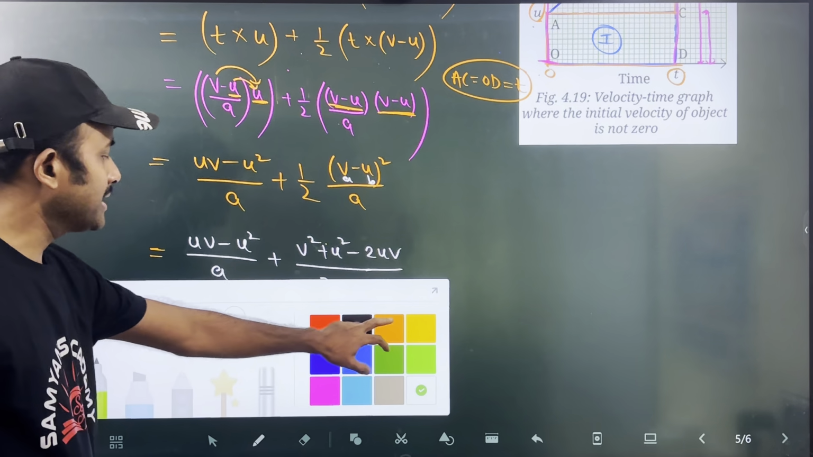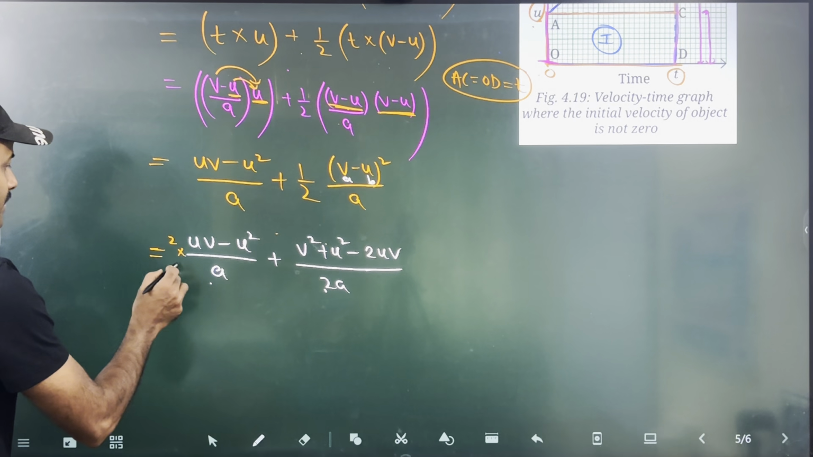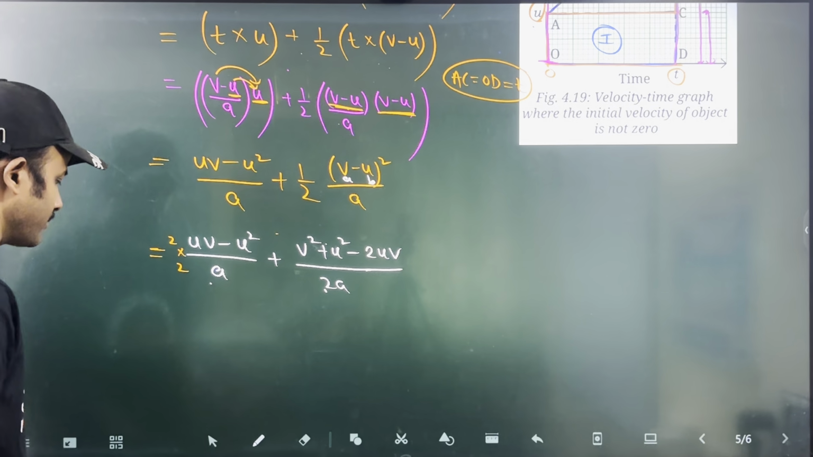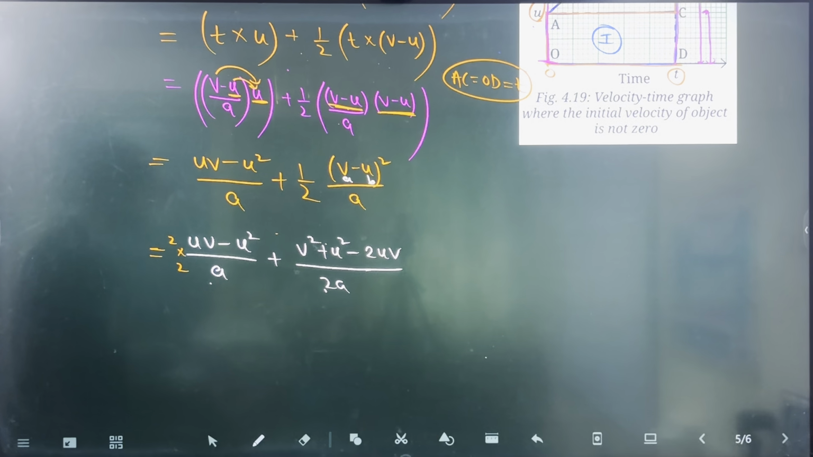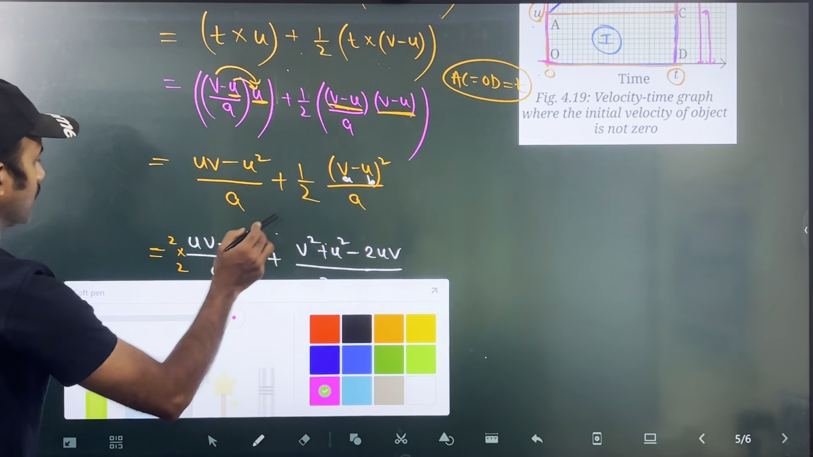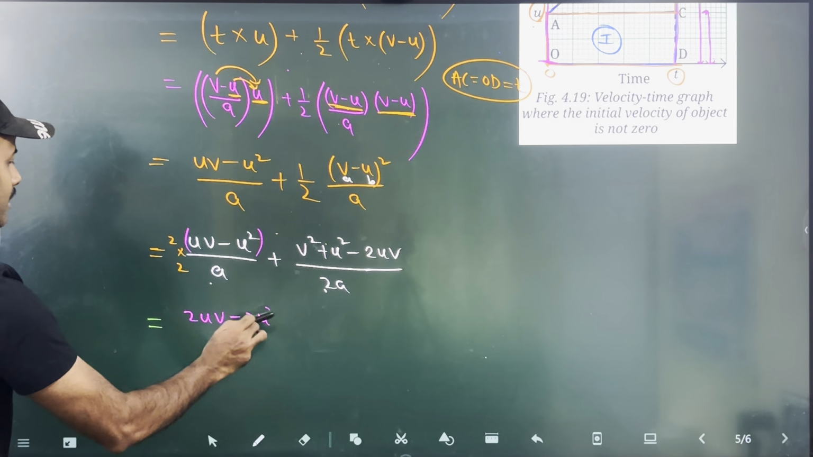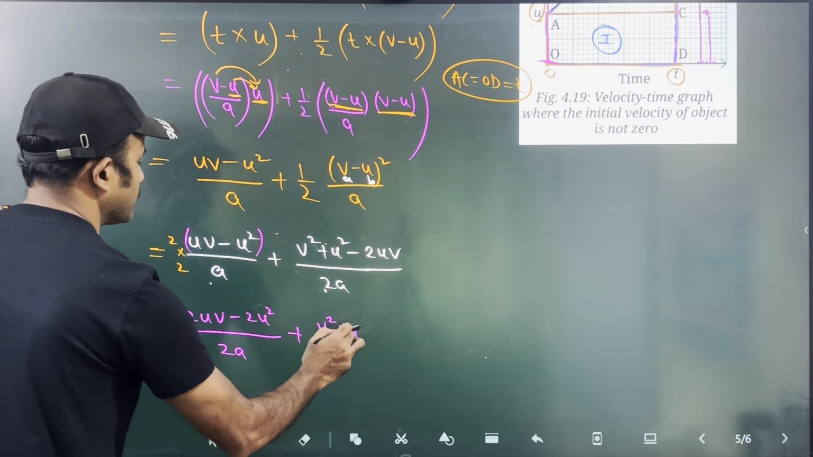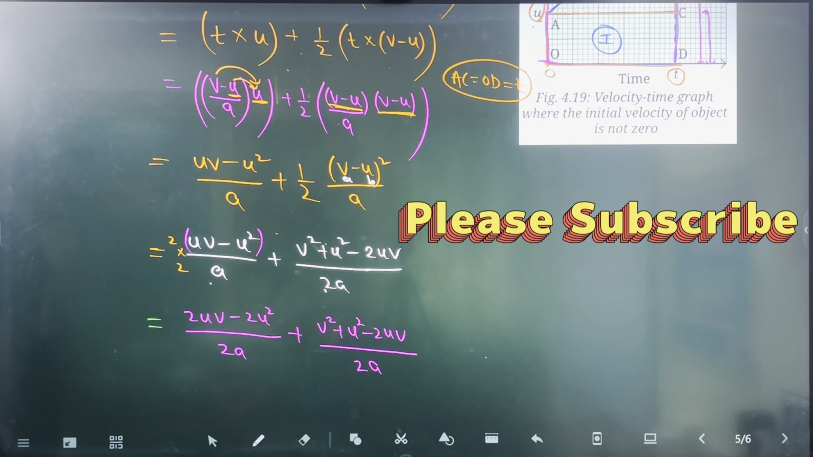So to make the denominator the same, you just multiply the first term by 2 by 2. I am multiplying 2 with the numerator and denominator. So now what will you get here? 2 into uv is 2uv, minus 2u square by 2a, plus v square plus u square minus 2uv by 2a.